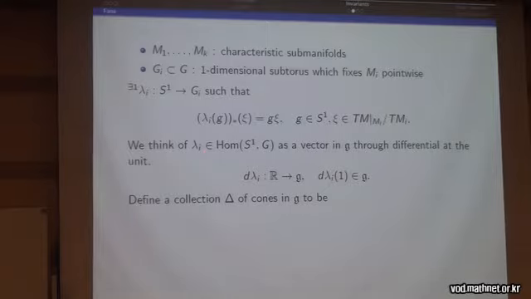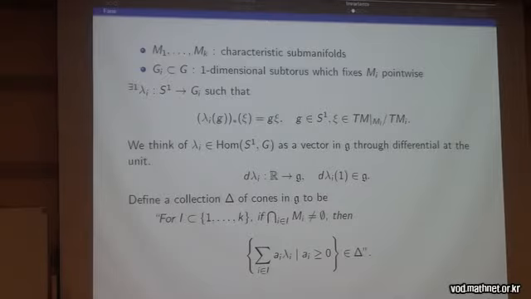And now we define a collection of cones in g. For a set of indices I, if the intersection of the characteristic submanifolds corresponding to I is not empty, then we add the cone spanned by the lambda_i's to the collection Delta. So then we have a collection of cones.